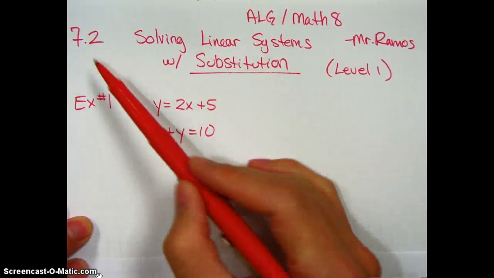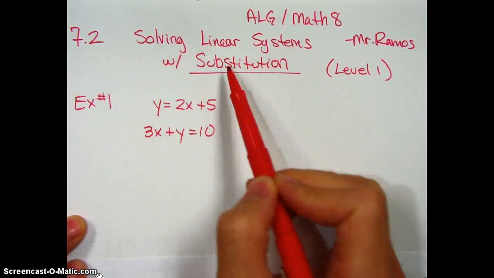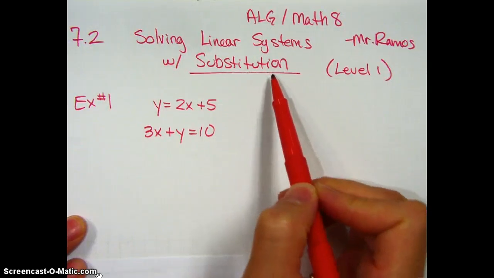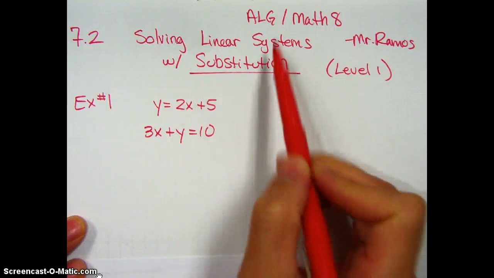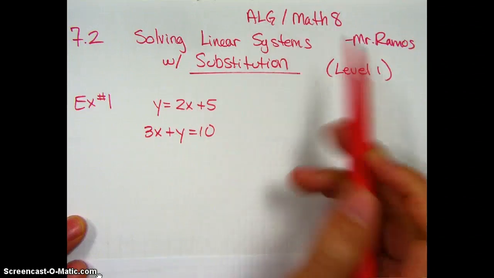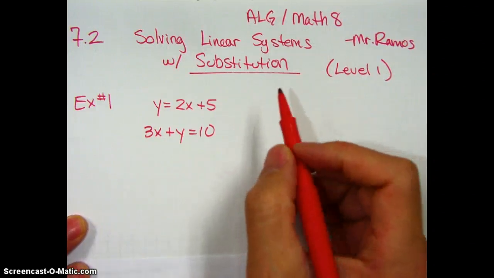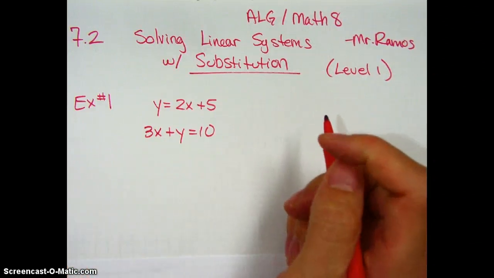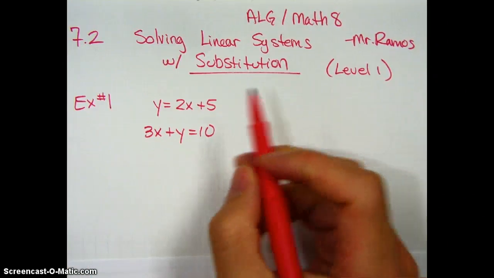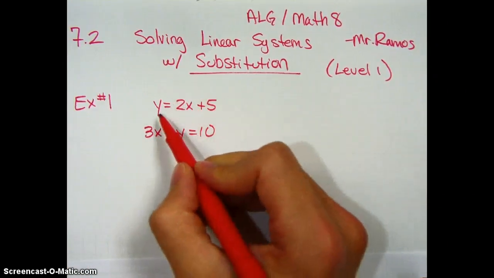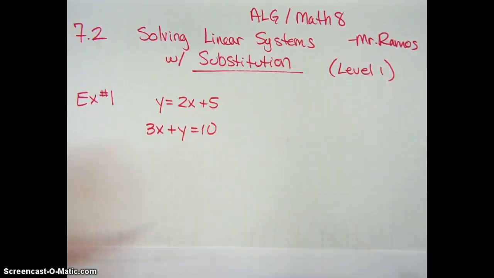Alright, today we're doing 7.2, solving linear systems with substitution. Okay, so we've done graphing already, but this is with substitution from our Algebra and Math 8 courses. And this is going to be a level 1 question. Alright, level 1 question because it's pretty straightforward. We're just going to substitute. We already have a variable all by itself, so that's going to help us out here.